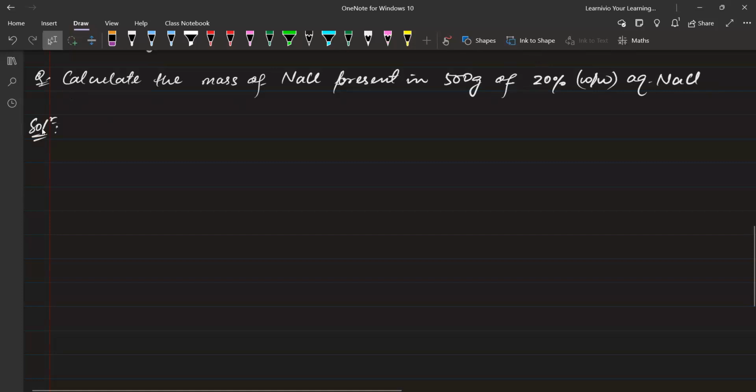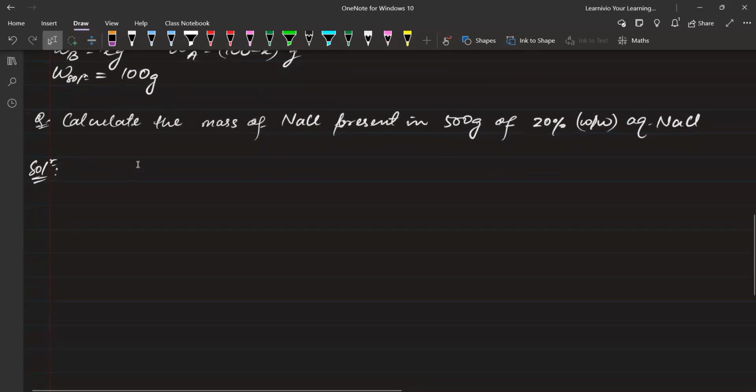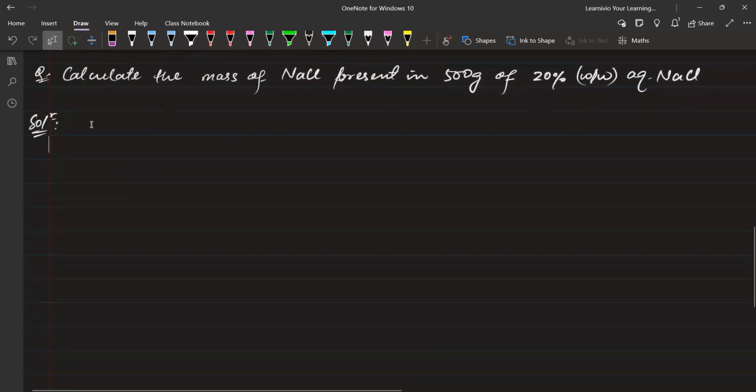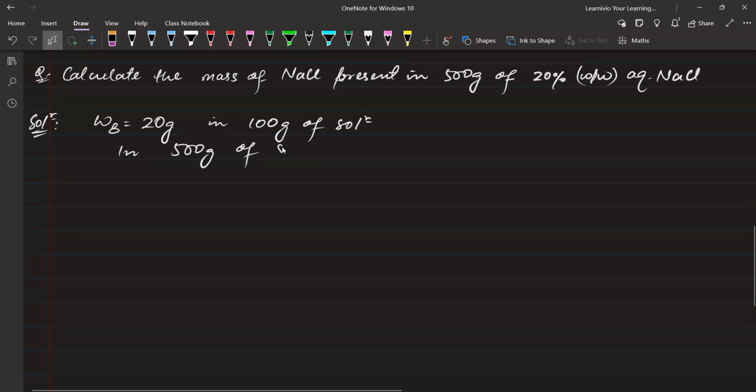This is an easy question, but if you just start applying the formula, they will just look at 20% and they will write WB is equal to 20 grams. But is this correct? No, sir. No, right? Mass of 20 gram is present in 100 gram of solution. Now, in 500 grams of solution, we can say the mass of NaCl will be equal to what? 5 into 20. That is equal to 100 grams. Make sense? Yes, sir.